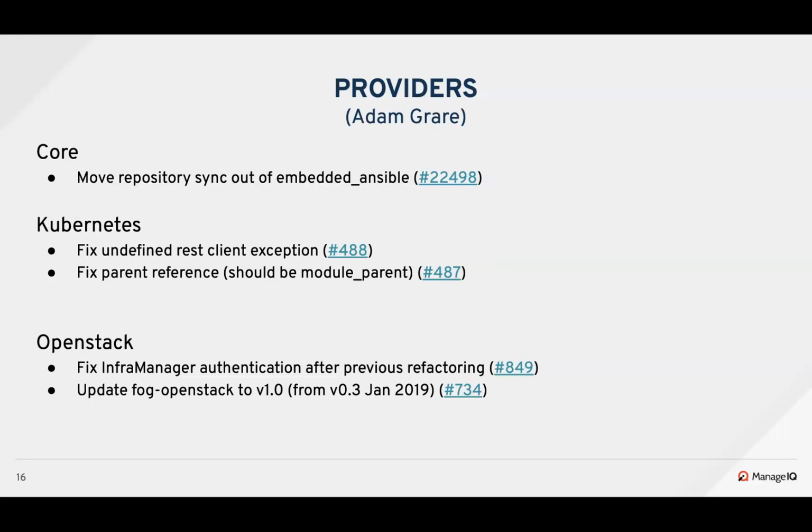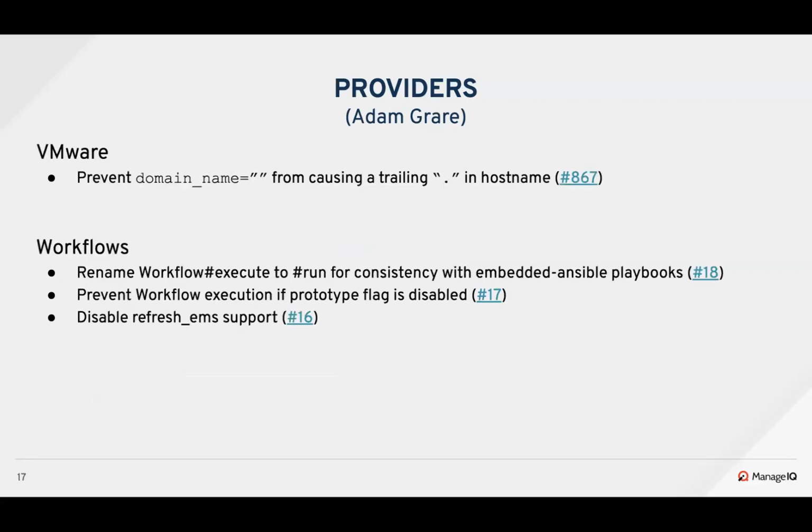And then he was able to get the update to Fog OpenStack v1 over the finish line. It was mostly a VCR re-recording effort after deploying an OpenStack with an Ironic service for us to record the specs on. We were previously stuck on 0.3, which was many years old at this point, so it was really nice to get that bump over the finish line. Next slide.